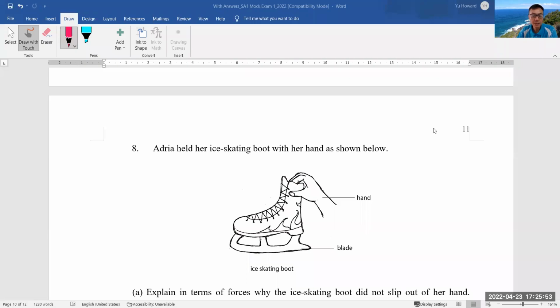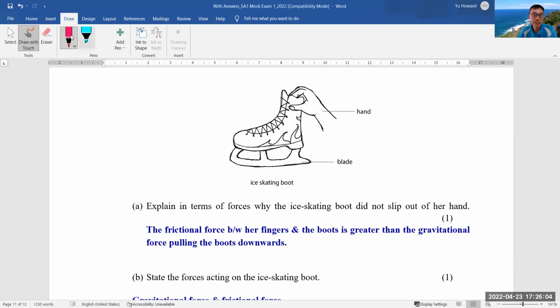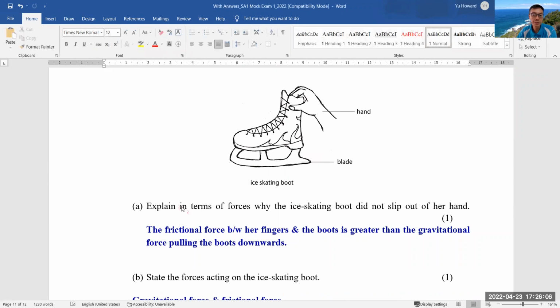Okay, let us examine this typical type of questions on forces. So you can see there, Adra held her ice skating boots with her hand as shown. Okay, there's a requirement. They say explain in terms of forces. So you take note of this. Explain in terms of forces why the ice skating boots did not slip out of her hand.